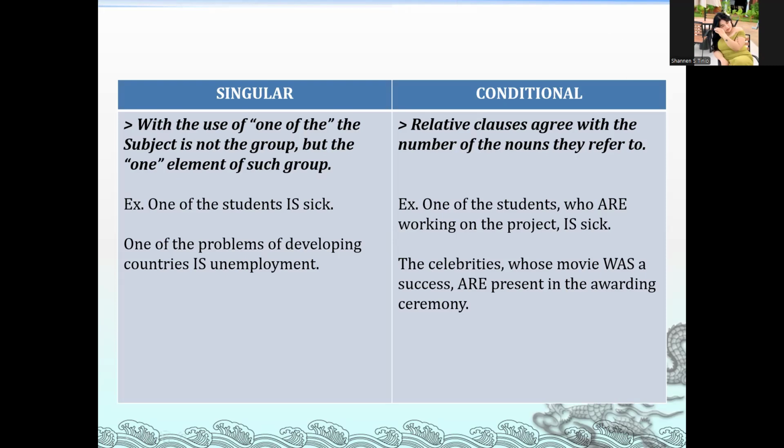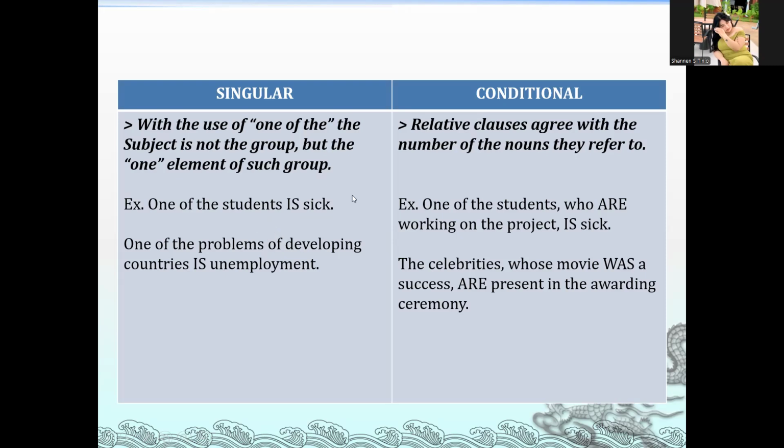Okay, so kapag gagamitan niyo ng one of the students is sick, singular yung gagamitin niyo. Okay? Kagaya ng every, each, one of the students, kahit na naka-S si students, dun pa rin kayo titingin sa one of the. Kaya singular ang gagamitin na verb. One of the students is sick.